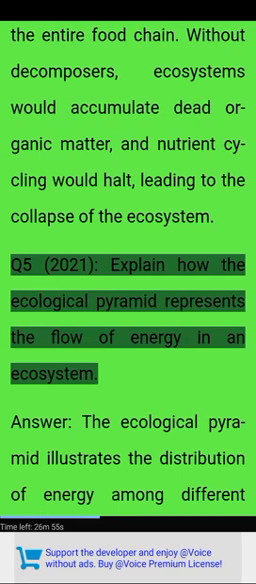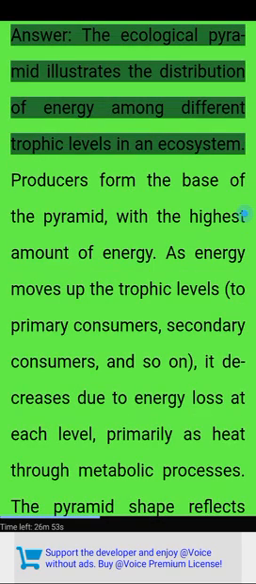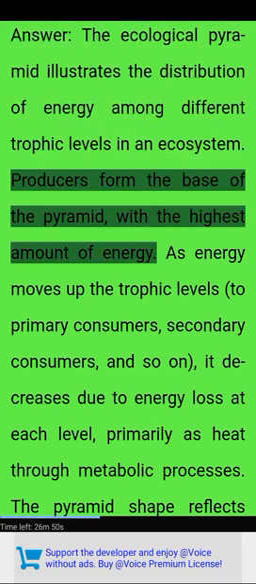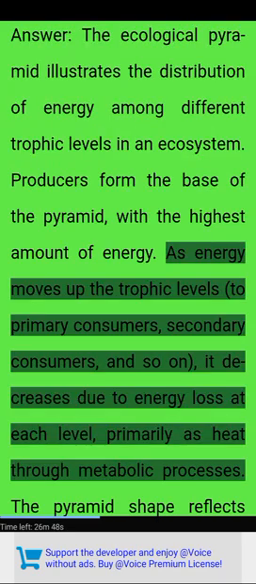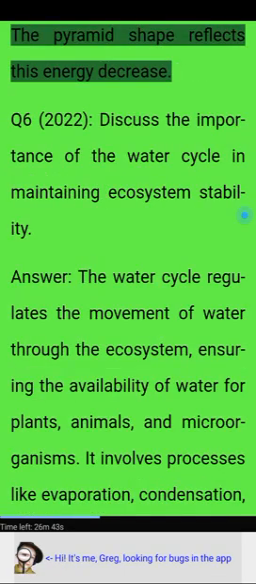Q5 2021. Explain how the ecological pyramid represents the flow of energy in an ecosystem. Answer. The ecological pyramid illustrates the distribution of energy among different trophic levels in an ecosystem. Producers form the base of the pyramid, with the highest amount of energy. As energy moves up the trophic levels to primary consumers, secondary consumers, and so on, it decreases due to energy loss at each level, primarily as heat through metabolic processes. The pyramid shape reflects this energy decrease.